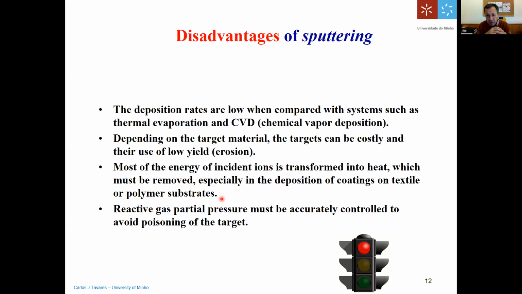Depending on the target material, the target is going to be very expensive. I mentioned yesterday that I bought a palladium target some years ago, which cost me about $5,000. It was 5 centimeters in diameter and 3 millimeters thick, I think. So it's very expensive.